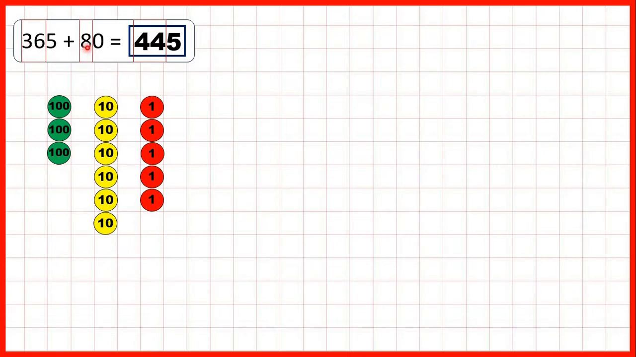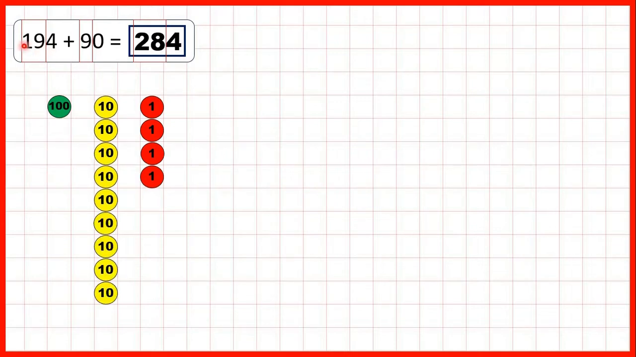Now we start with 365 and we need to add 8 tens. We can add 1, 2, 3, 4, then regroup, then add 5, 6, 7, 8, and that leaves us with 445.